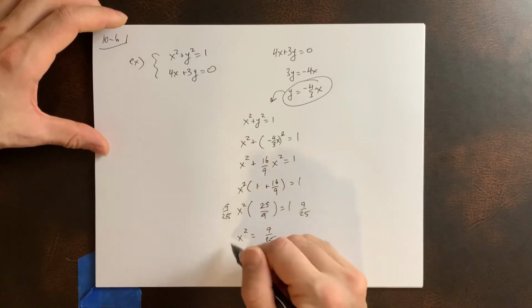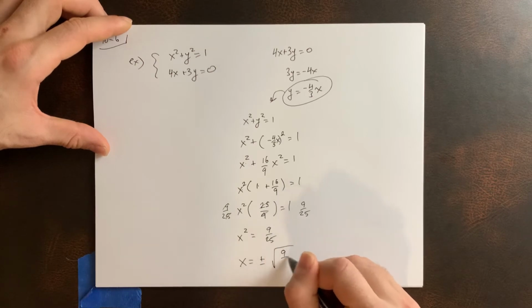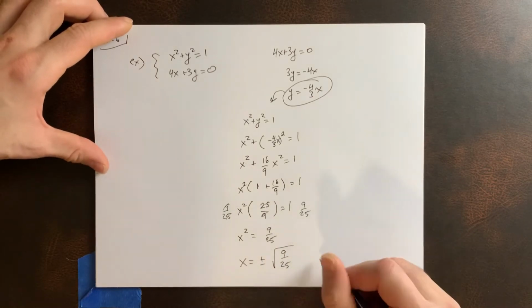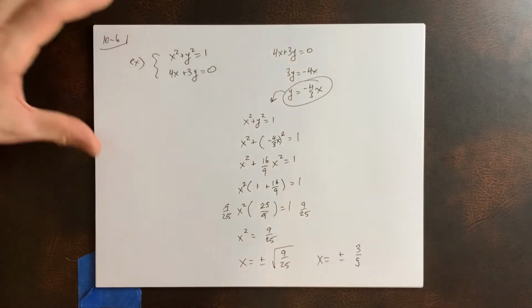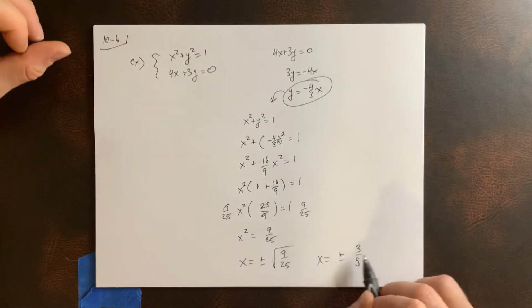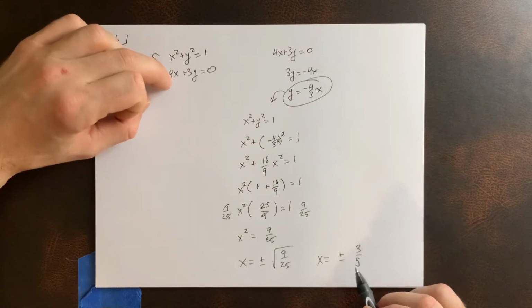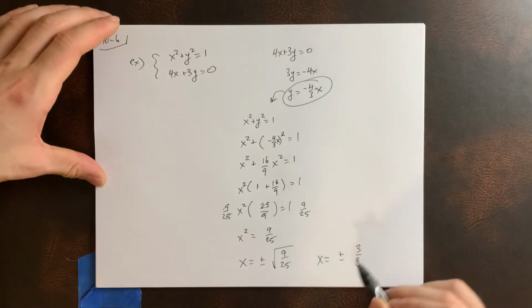Then we square root both sides, so we get x is equal to plus minus the square root of 9 over 25. The square root of 9 is 3, the square root of 25 is 5, so x is equal to plus minus 3 over 5. Okay, so there's half of our answer. We have two answers for x, so we pick one, plug it into this equation, then pick the other and plug it into this equation, and we're going to get two values for y.